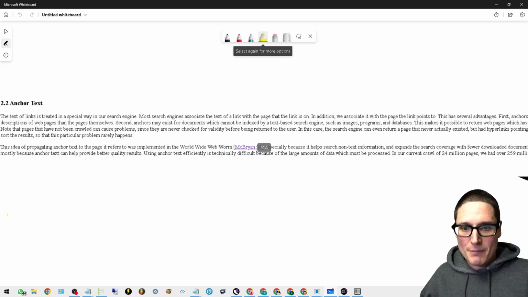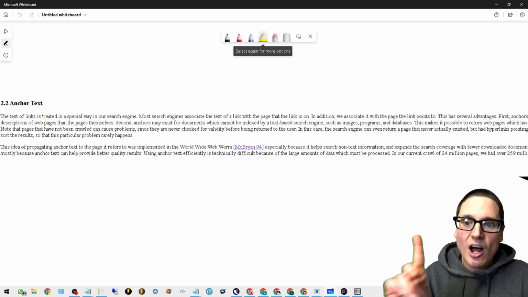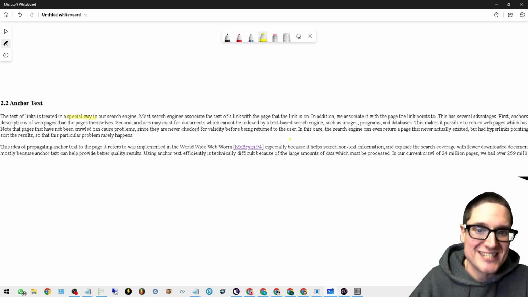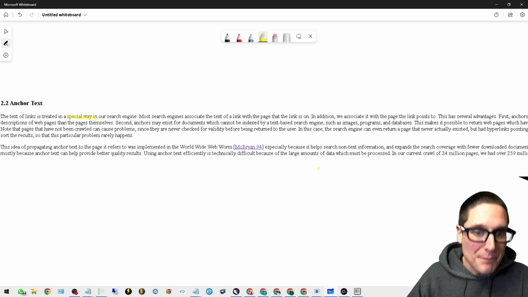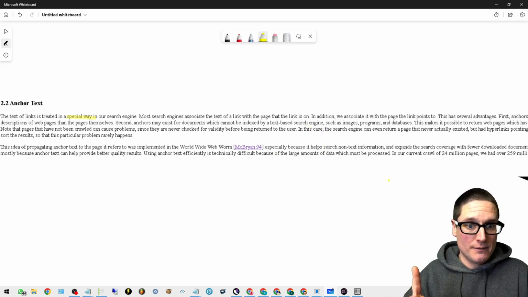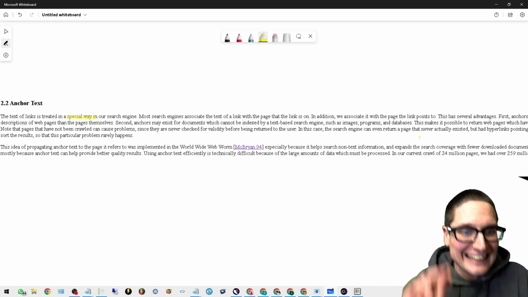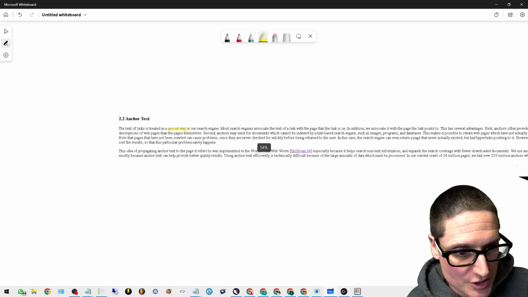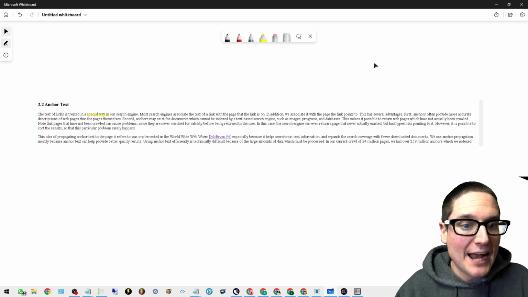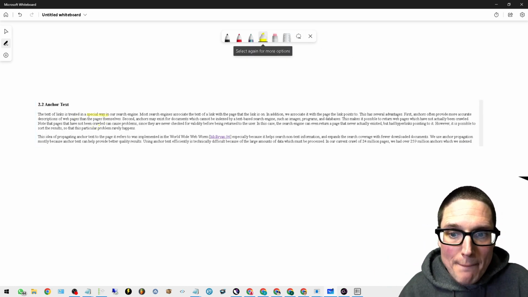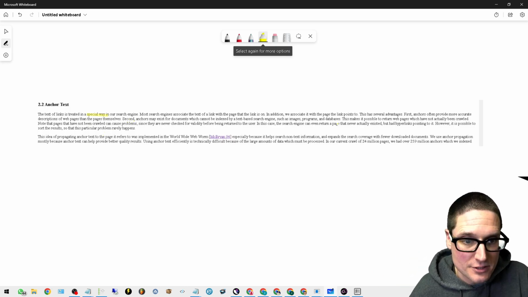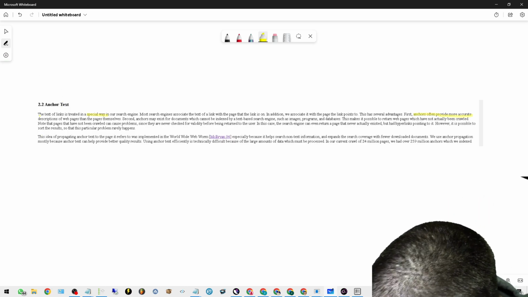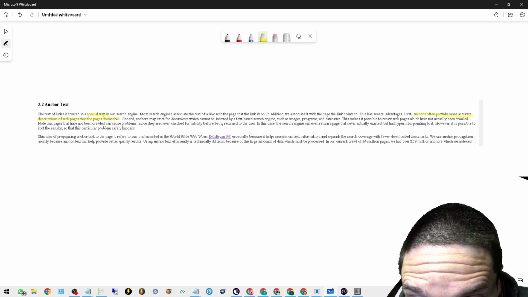I read directly from the patent, and it reads, "The text of links is treated in a special way in our search engines. Most search engines associate the text of a link with the page that the link is on. In addition, we associate it with the page that the link points to, the page that it's on and the page that it links to. This has several advantages. First, anchors often provide more accurate descriptions of web pages than the pages themselves." Okay, this is key information here.